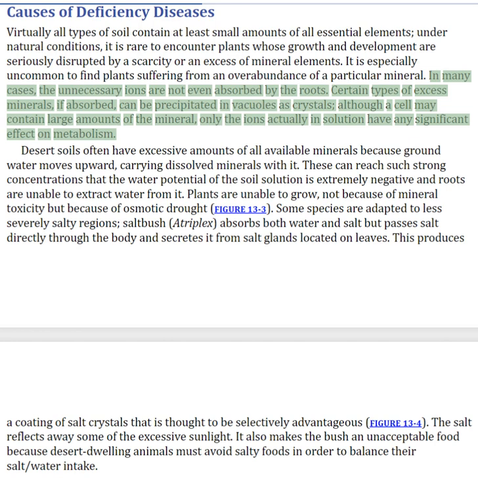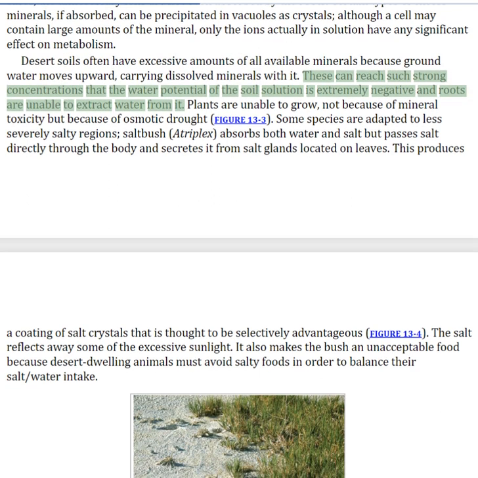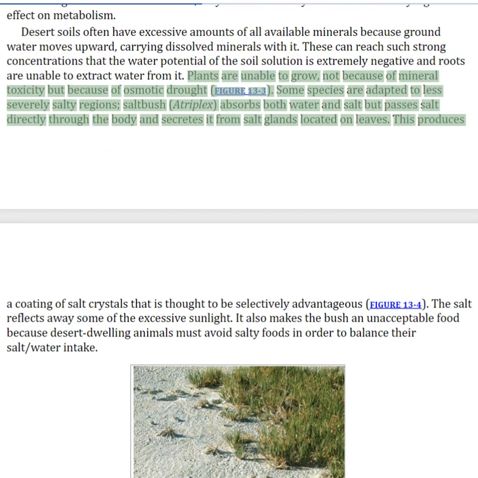Although a cell may contain large amounts of the mineral, only the ions actually in solution have any significant effect on metabolism. Desert soils often have excessive amounts of all available minerals because groundwater moves upward, carrying dissolved minerals with it. These can reach such strong concentrations that the water potential of the soil solution is extremely negative and roots are unable to extract water from it. Plants are unable to grow, not because of mineral toxicity but because of osmotic drought.